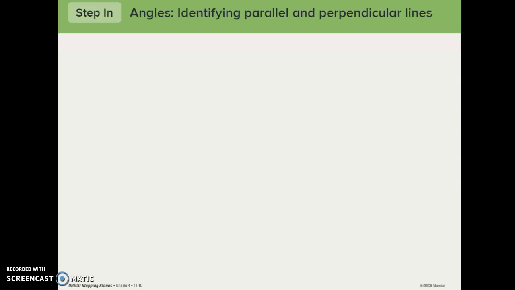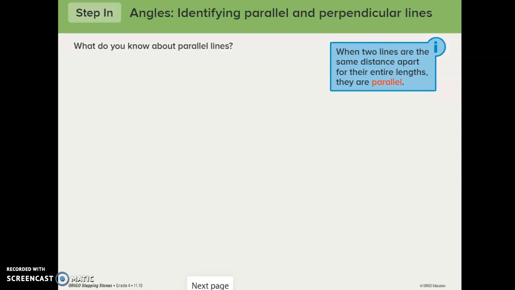Hi, we're going to be looking at parallel and perpendicular lines today. So the first thing we need to talk about is what do we know about parallel lines? A parallel line is when you have two lines that are the same distance apart for their entire lengths. That is what is called parallel. So what does that mean?